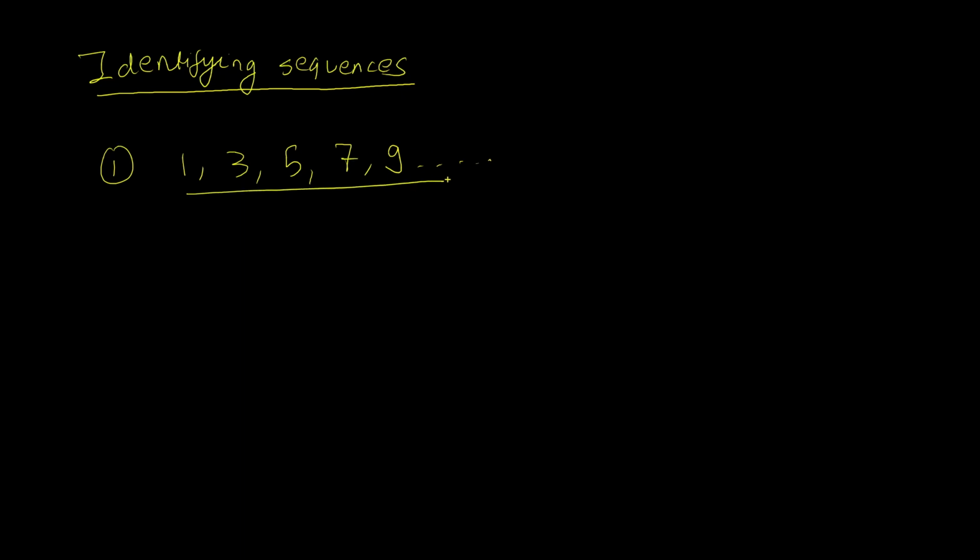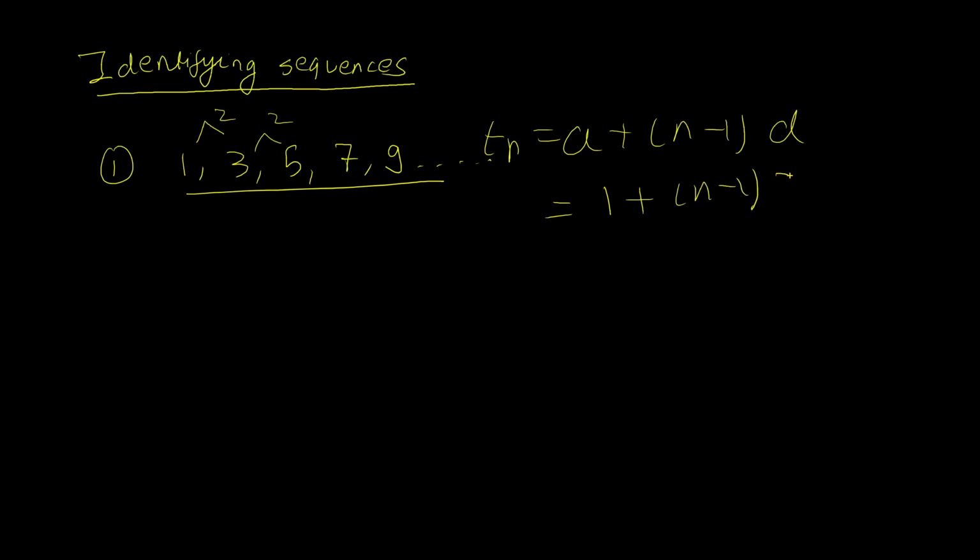So this looks like an arithmetic sequence because each term is differing from its previous term by the same amount, by 2, right? And therefore I could generalize this should be a plus n minus 1 times d for the general term. And that in this case would be 1 plus n minus 1 times whatever the difference is, 2. And with some algebra, I could say this is equal to 2n minus 1. Okay, one more easy one.